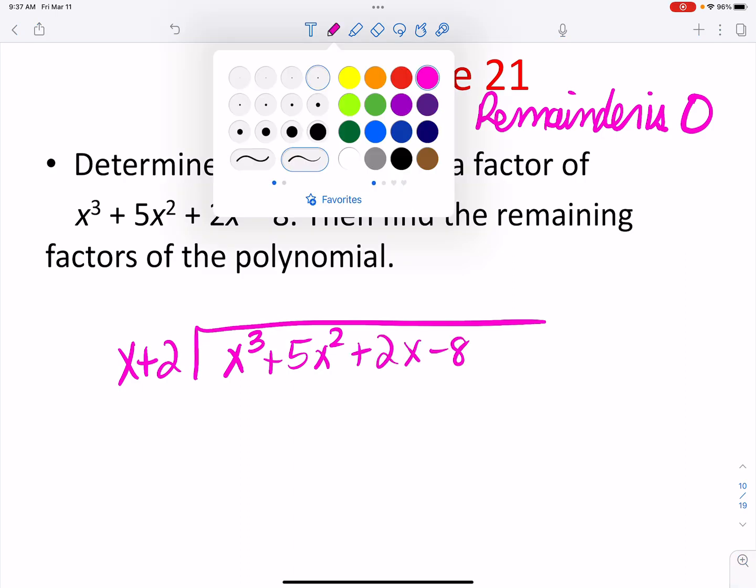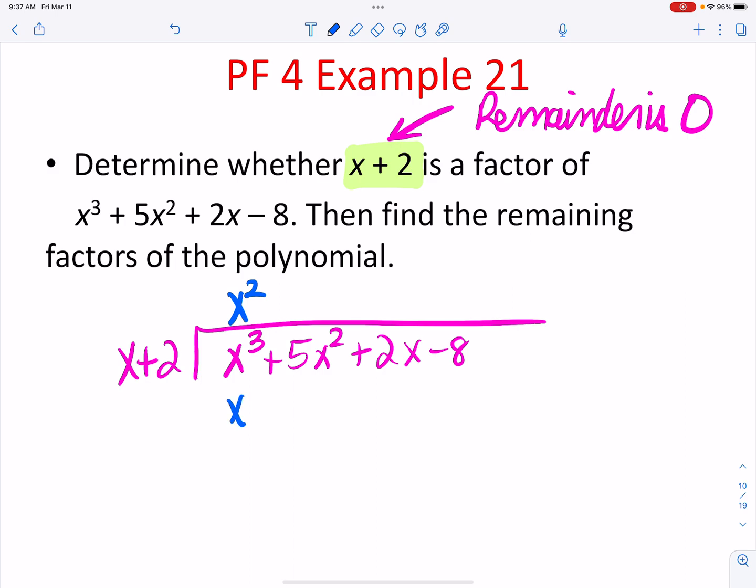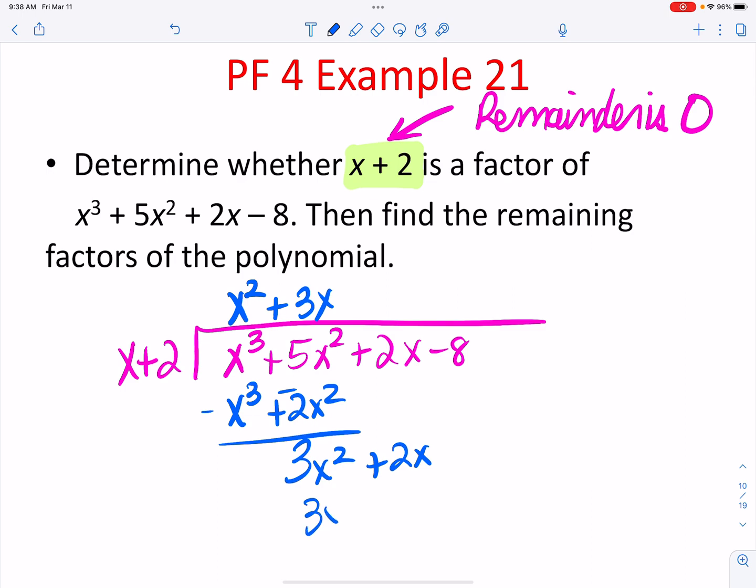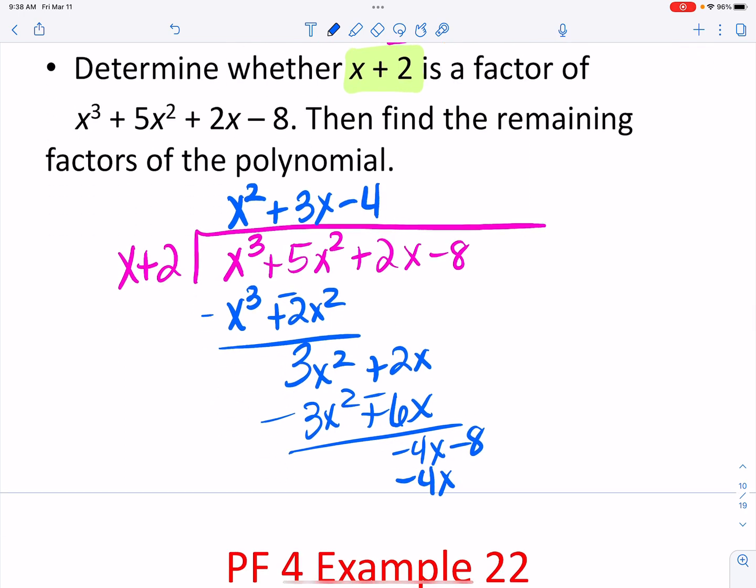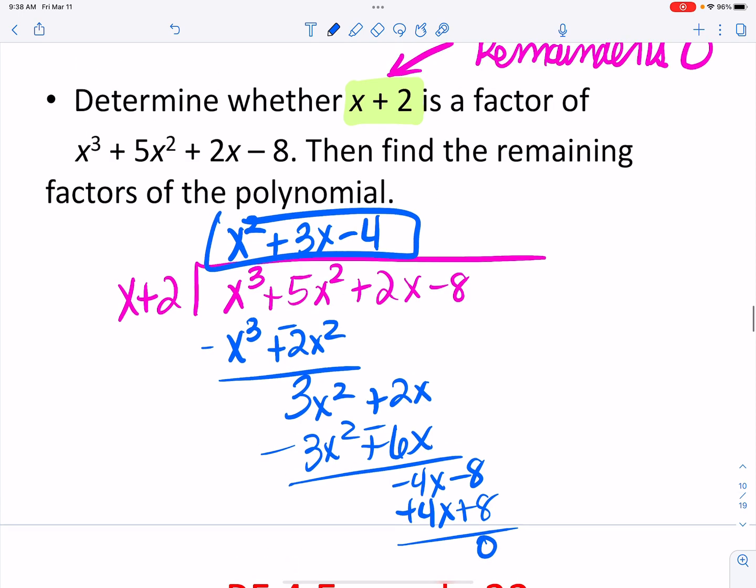So how do I change an x into an x cubed? X squared. Change my signs: 3x squared plus 2x. So I'd go plus 3x, so 3x squared plus 6x. Change your signs, that's a -4x minus 8. So minus 4, so -4x minus 8. Change your signs. Yes, it is a factor.